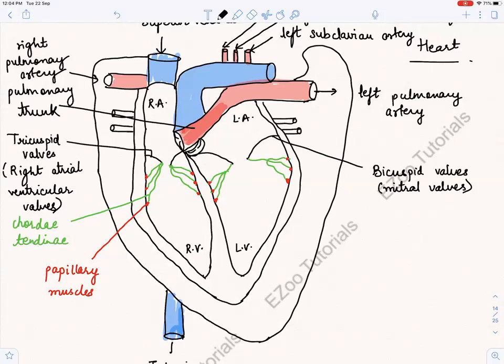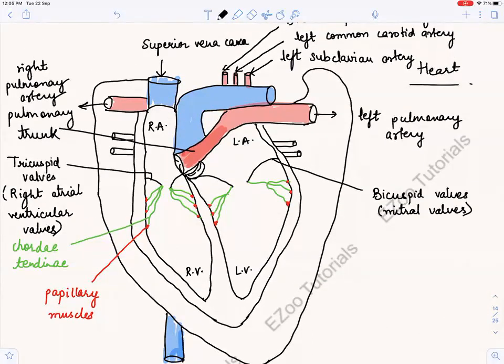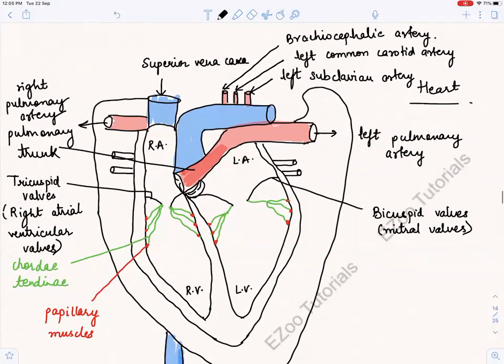Basically I should not add more because we will get confused. So this is the pulmonary trunk. We have drawn the various chambers, the valves, chordae tendineae, papillary muscles, pulmonary trunk, left pulmonary artery and right pulmonary artery, and what else have we drawn? The superior vena cava and the inferior vena cava, and this brachiocephalic artery, left common carotid artery, and the left subclavian artery.